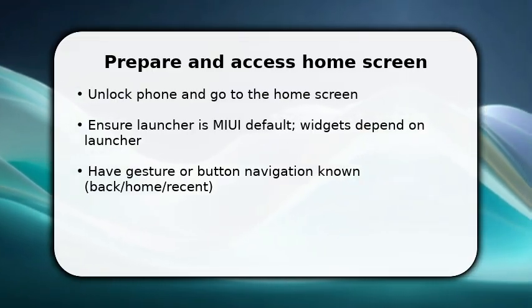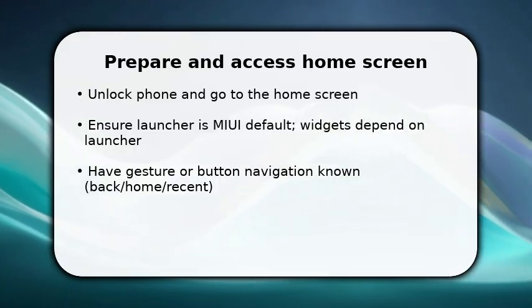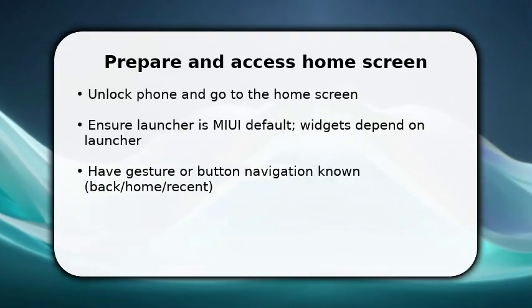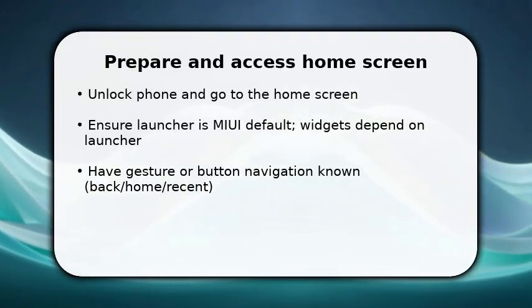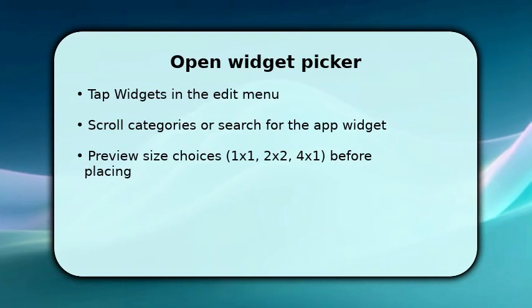Now, long press an empty area of the home screen to reveal editing options. This first action opens the panel you need. It avoids digging through settings and puts widget controls right at your fingertips. Once the edit menu appears, tap widgets to open the picker.